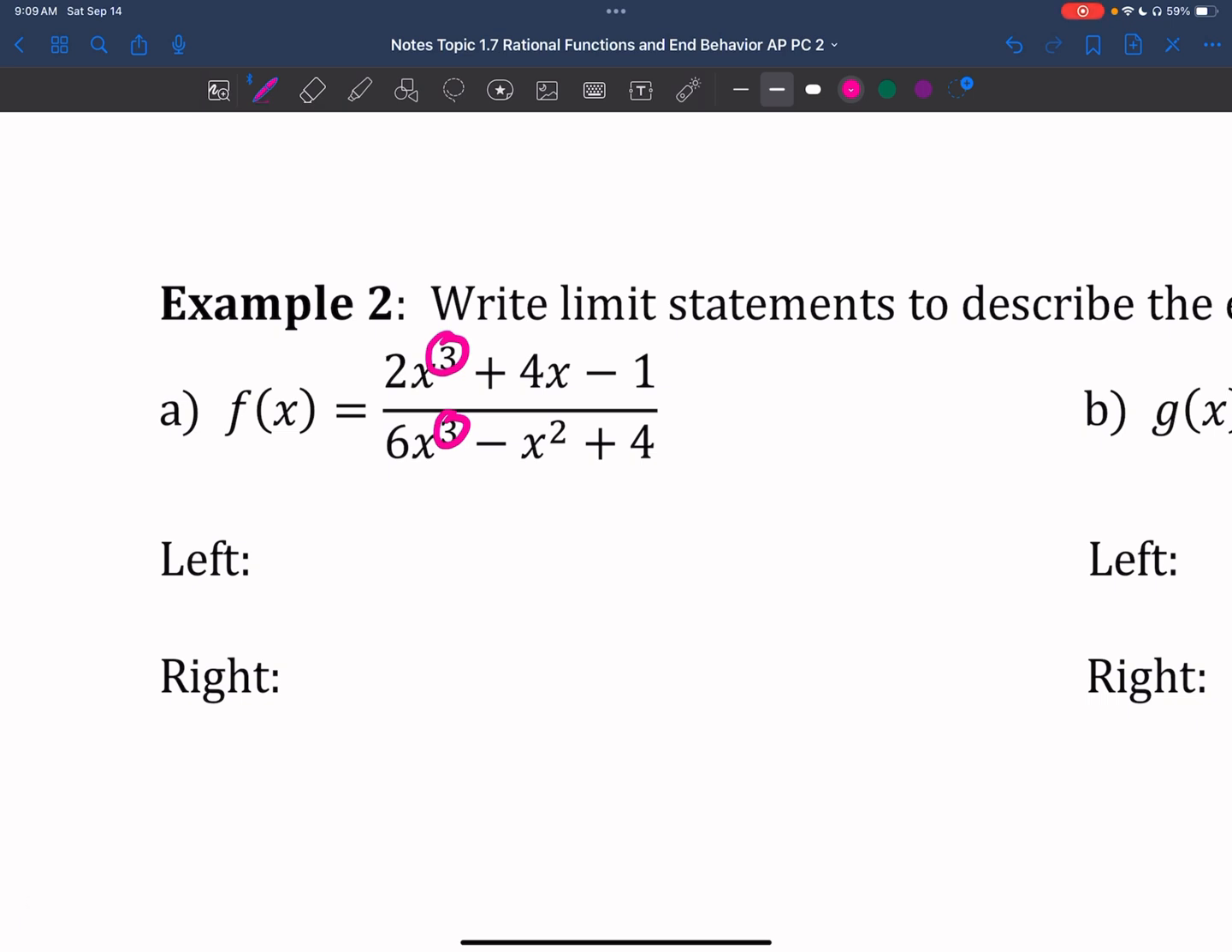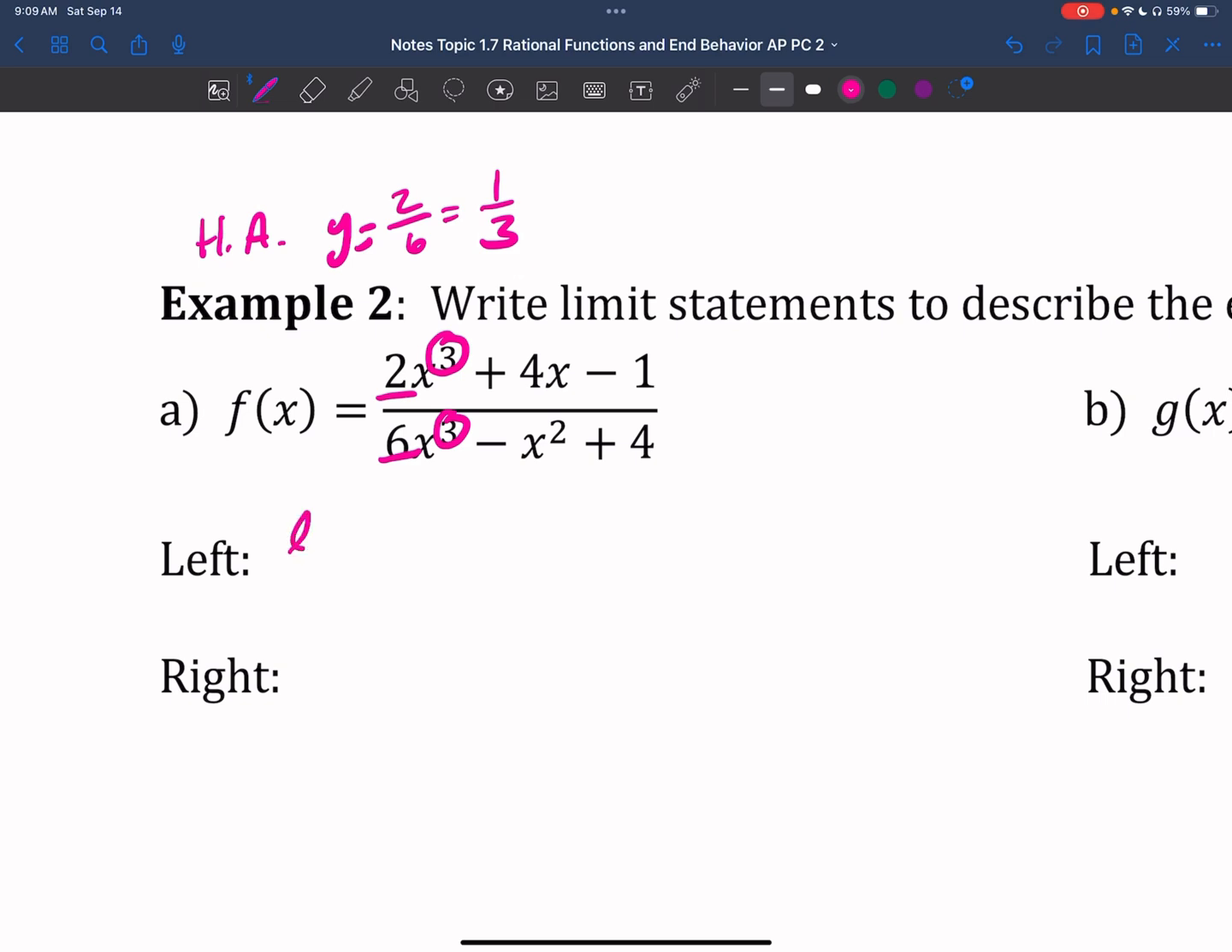So since I'm using the Betsy rule, I know that I do have a horizontal asymptote. So I'm going to make a note here that I do have one, and it's going to be y equals the division of the leading coefficients. So in this case, it's 2 over 6, which simplifies to 1/3. As I told you before, if you have a horizontal asymptote, the limit to the left and the limit to the right will be equal to the horizontal asymptote value.